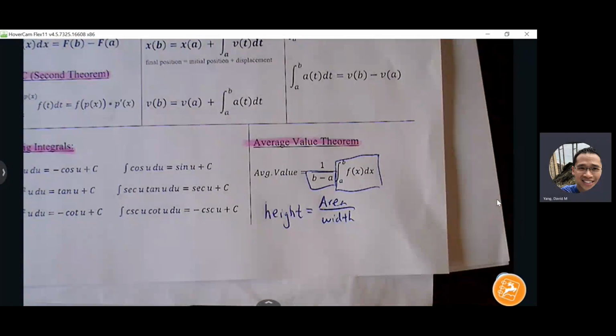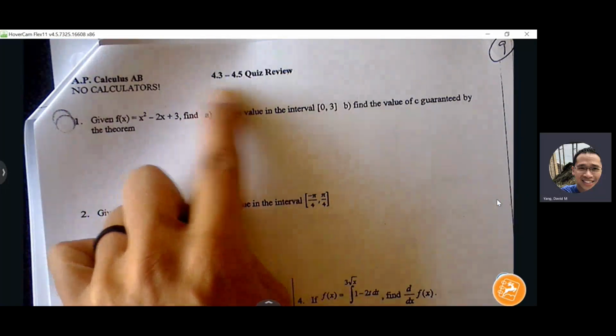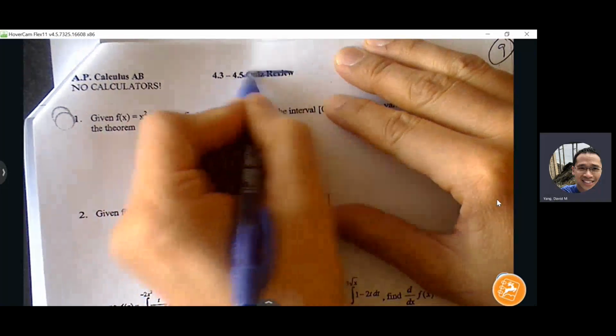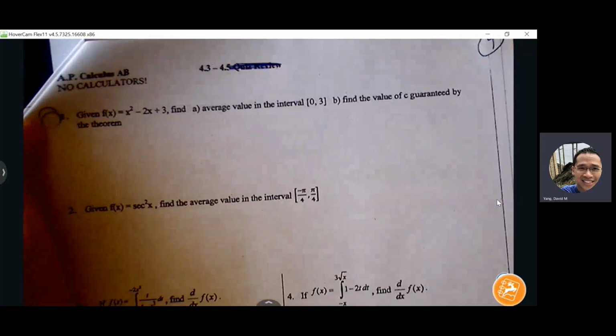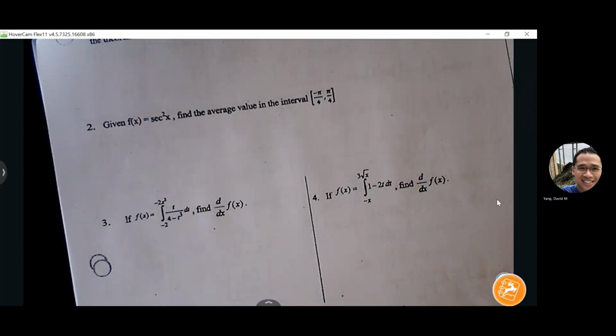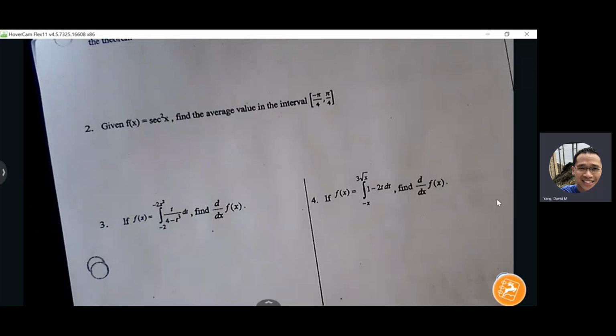Okay, if we can turn to page 9. It says quiz review, but I haven't done a quiz for this section in a while, so I'm just going to be calling it a review. The key is on the back, so if you're working ahead, you're more than welcome to use the restroom. Yeah, you work ahead of me.